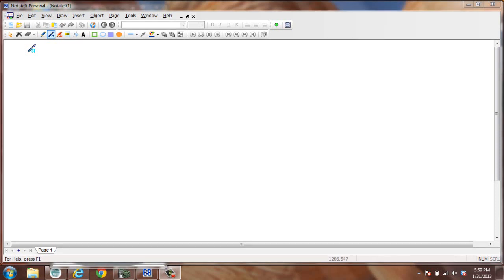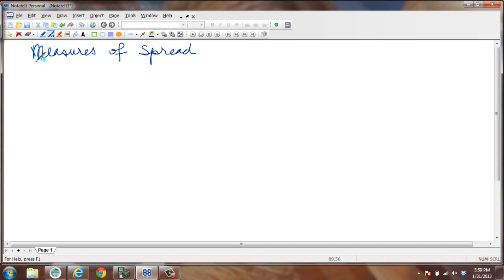So today we're going to be talking about measures of spread. The first measure of spread that I want to mention is the range. And the range is just the maximum minus the minimum. Okay? So at a quick glance it tells you how spread out your data is. That's what we mean by spread, how spread out our data is.